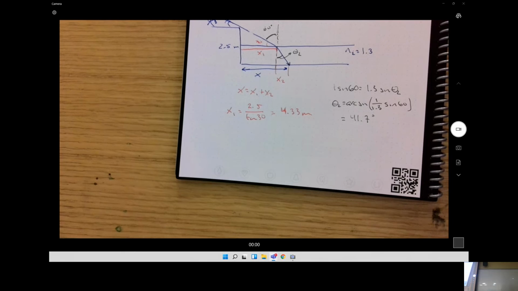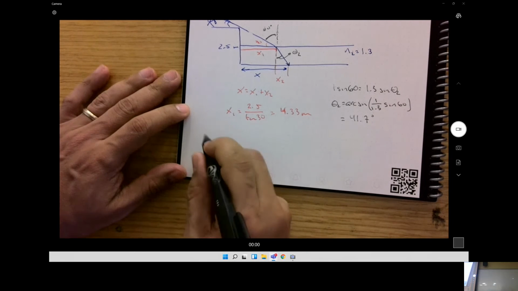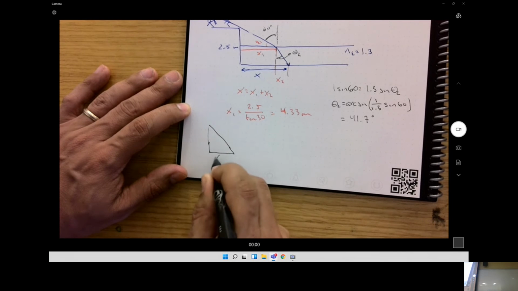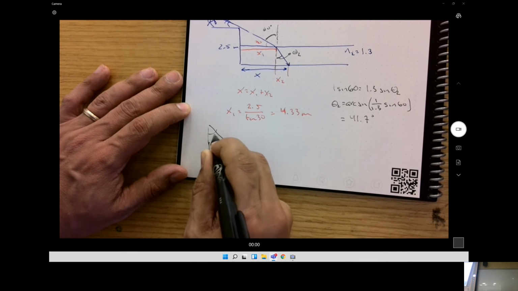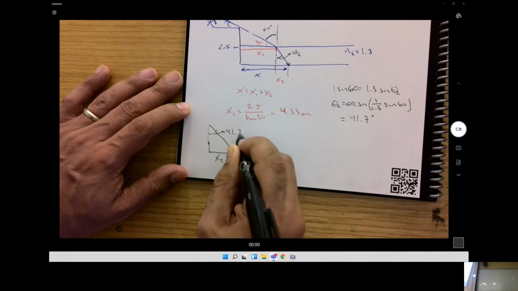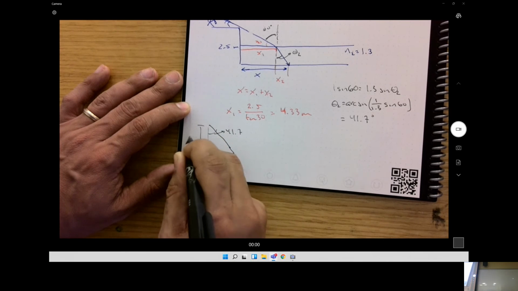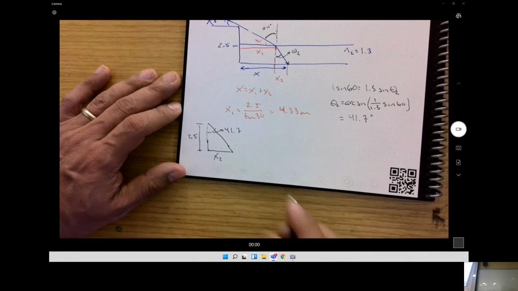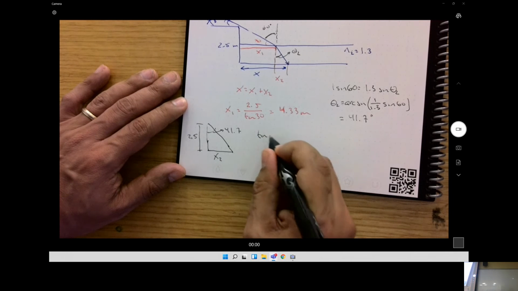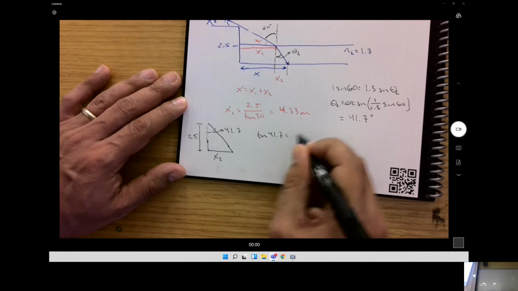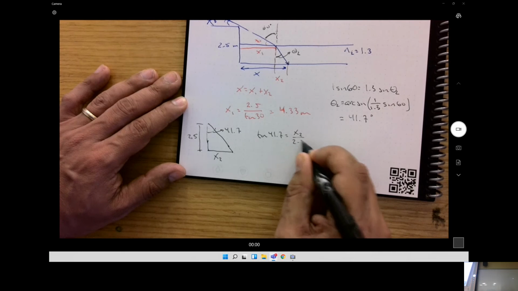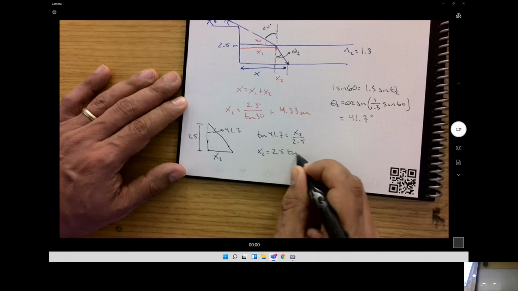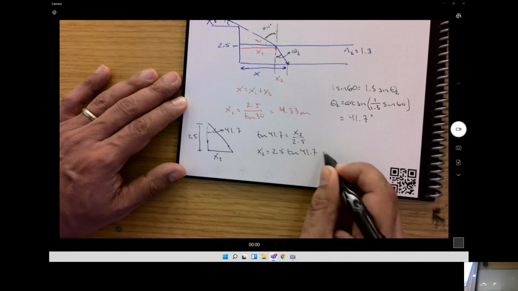Okay, 41.7. Then I have this right triangle over here. I want to calculate x2. This angle is going to be 41.7, and this side is going to be 2.5 meters. So from there, I can use tangent of 41.7 will be x2 over 2.5. x2 will be 2.5 tangent of 41.7.